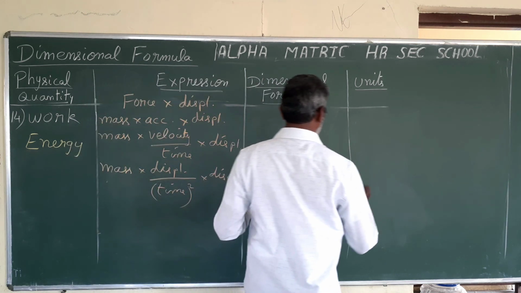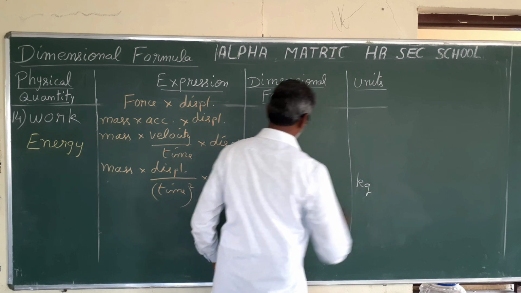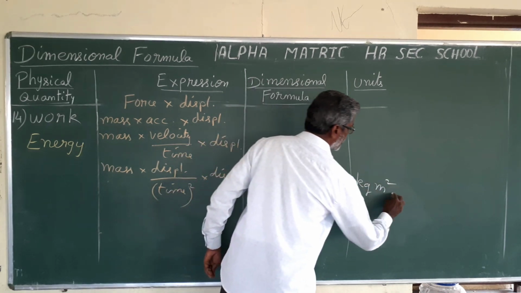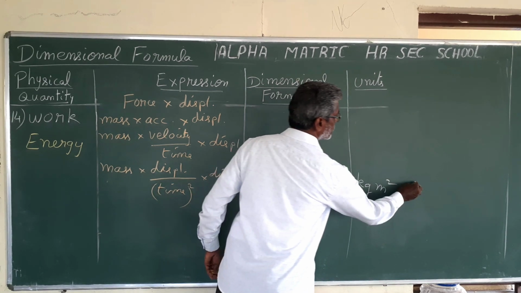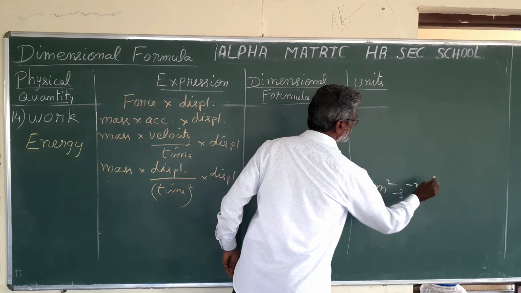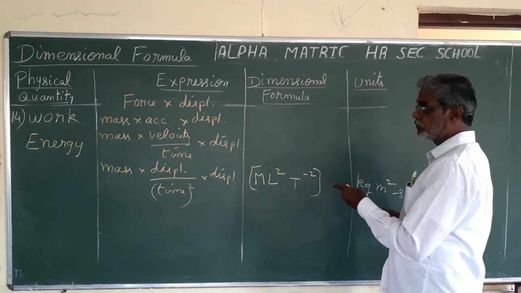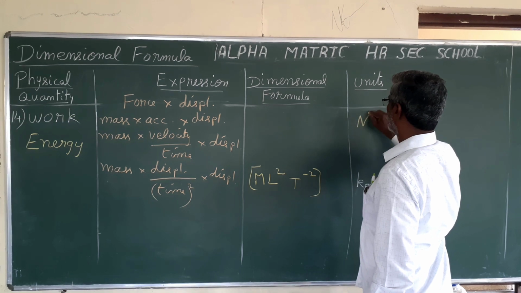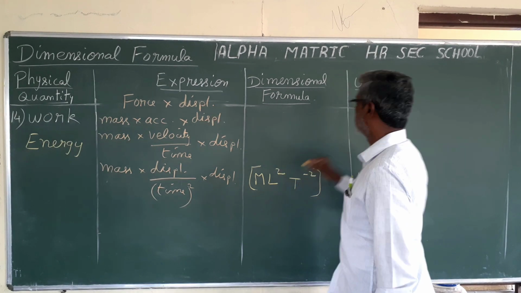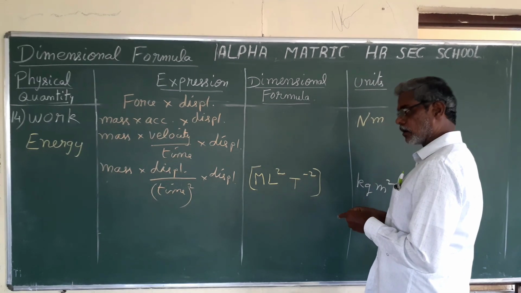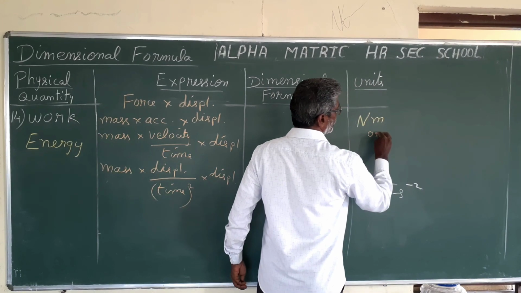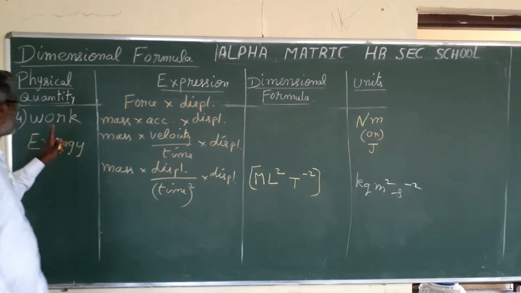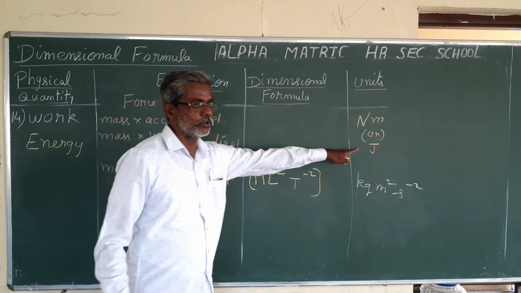Now what is the unit for this? For mass, kilogram. For length, meter square. For time, second to the power minus 2. Now the other unit for work is force into displacement, Newton meter, which I can call joule. So the unit for work is joule.